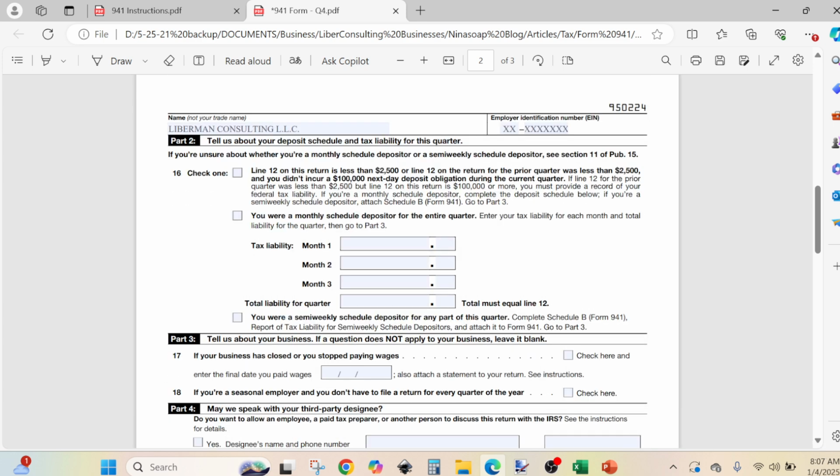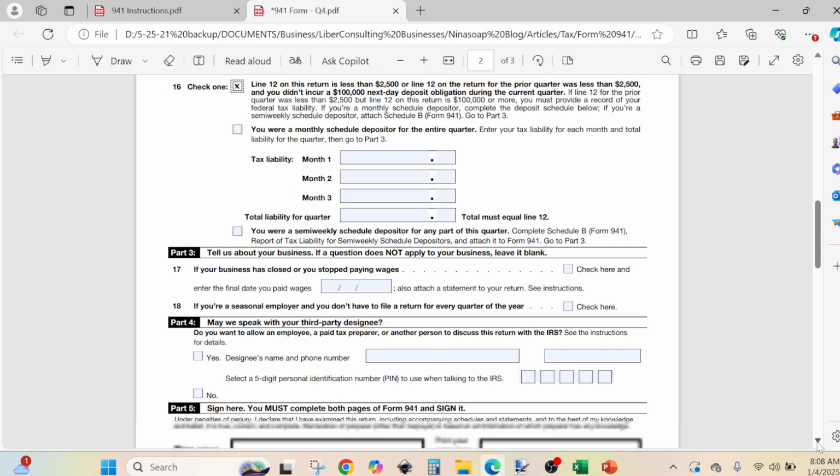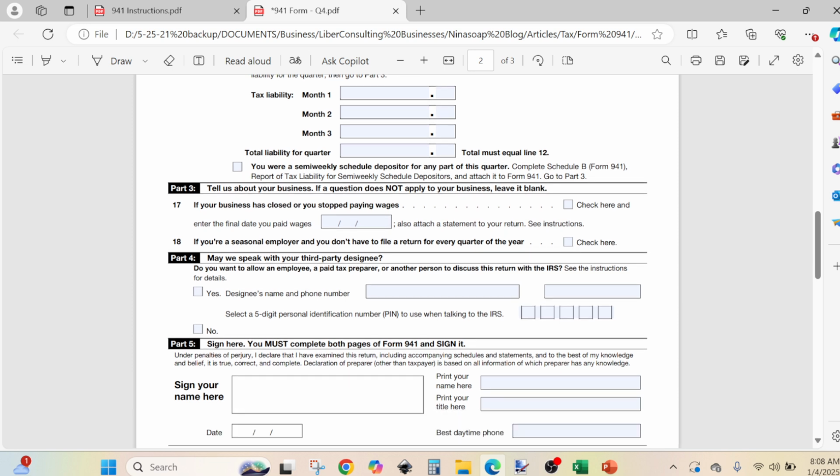If line 12 for this return is less than 2,500, you will check that first box, which we are going to check, and then you'll go to part 3. So if you didn't pay any wages, then line 12 will be 0, which is less than 2,500. You check the first box and go to part 3. Part 3, if your business had closed or stopped paying wages, you check that box. We are not going to do anything like that. Line 18, if it's a seasonal employer, you will check that box. We are not going to check that either.